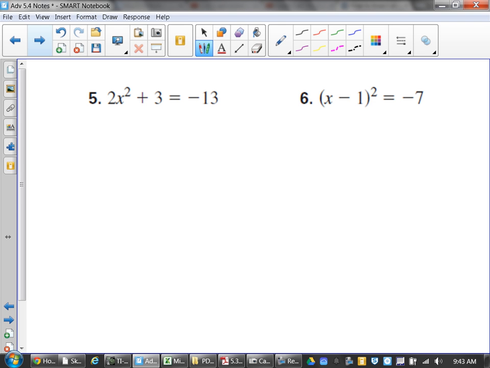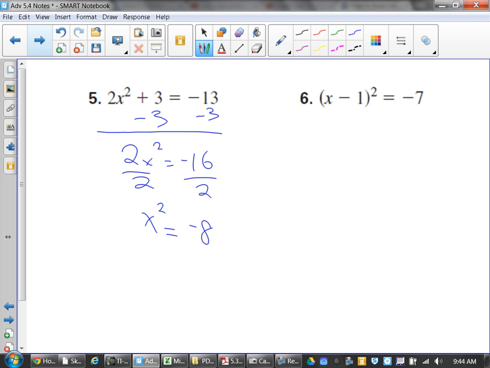Okay? So if I start with 2x squared plus 3 equals negative 13, the first thing we have to do to get x by itself is to move what? The 3. How do you move a positive 3? You subtract it. Notice that your process here isn't changing from yesterday. 2x squared is now negative 16. You all right with that? Very good. Divided by 2, we have x squared equals negative 8. Once again, I have to take the square root of both sides.